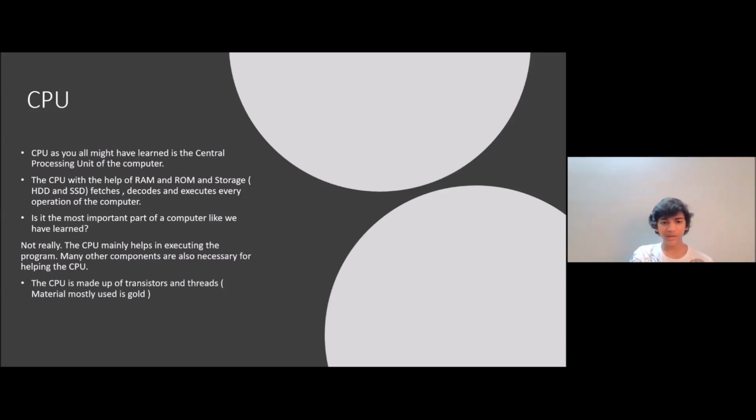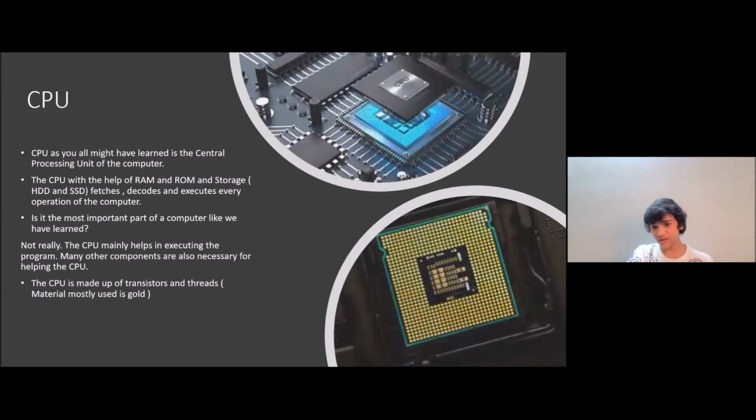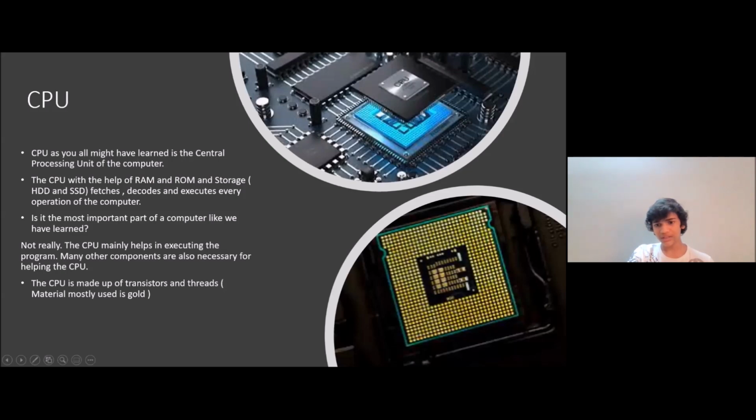The CPU is made of transistors and threads. Threads, in the sense, are the small conducting things in the CPU. In the images here, these are called threads, and over here are the transistors. The material mainly used for these transistors and threads is gold. That is because gold, as you might have learned in school, is the best conductor of electricity.